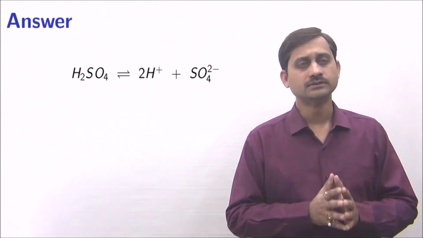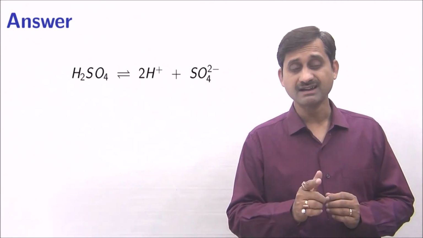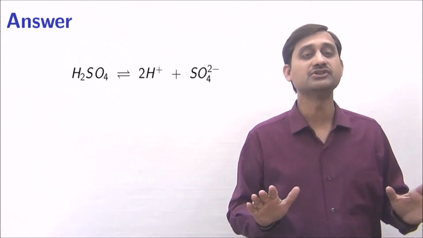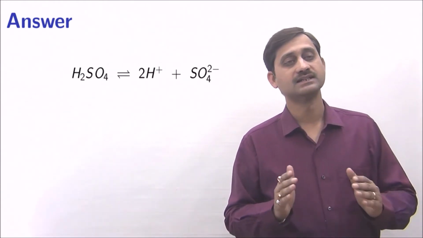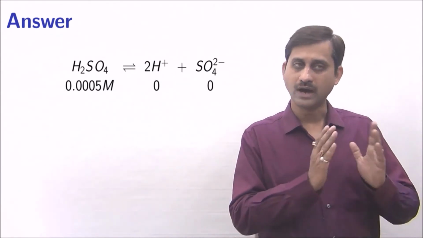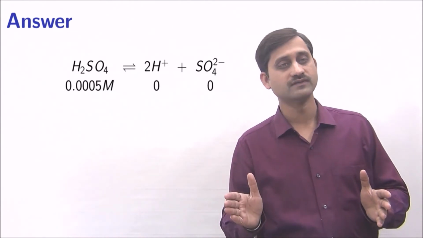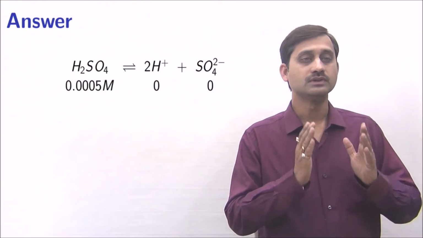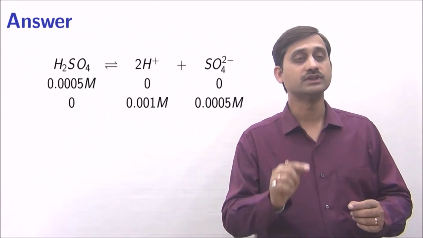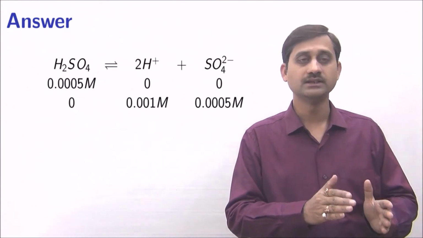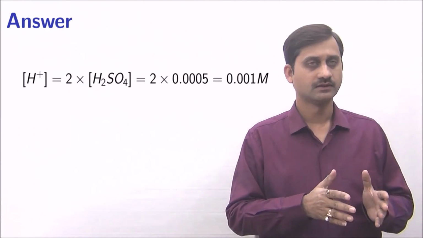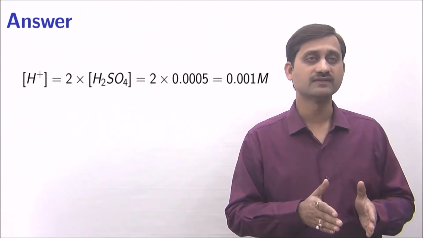Answer. Now here we must remember sulfuric acid is a dibasic acid. The concentration of hydronium ion from sulfuric acid in completely dissociated sulfuric acid will be double the acid concentration. We have sulfuric acid as 0.0005 molar. 1 mole of sulfuric acid gives 2 moles of H plus and 1 mole of sulfate. So 0.0005 molar sulfuric acid would give twice of it, that is 0.001 molar H plus and 0.0005 molar sulfate ion.